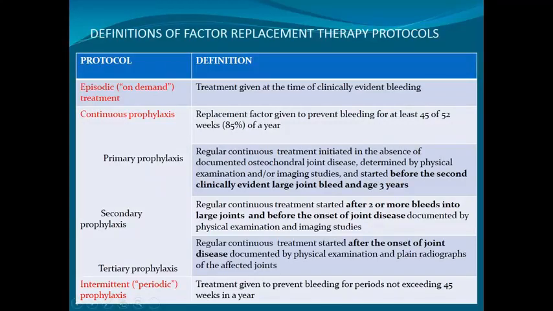What is tertiary prophylaxis? The regular continuous treatment started after the onset of joint disease documented by physical examination and plain radiographs of the affected joints. So one is this, the continuous prophylaxis.